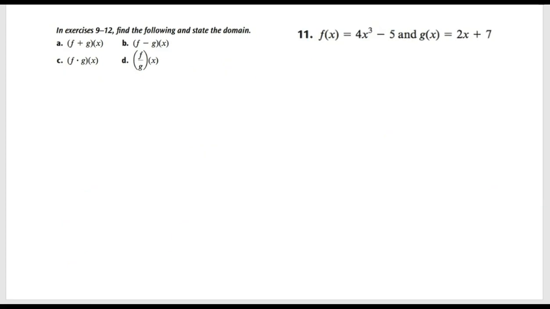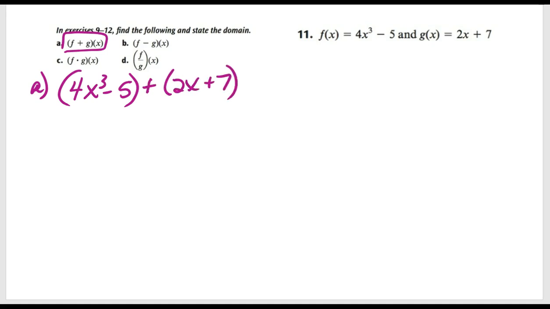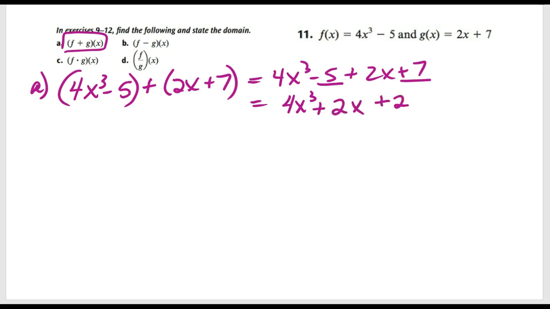Okay, let's try problem 11. Very similar to the last problem. Part A asks us to add the two functions. So we know that when I add the functions f plus g, I just literally add them. So I'm going to say 4x cubed minus 5 plus 2x plus 7. And I can add them directly. I can just take them straight out of their parentheses and look for like terms. So I have 4x cubed, and I have a minus 5 and a plus 7. That's going to be plus 2. So I'll have 4x cubed plus 2x plus 2.